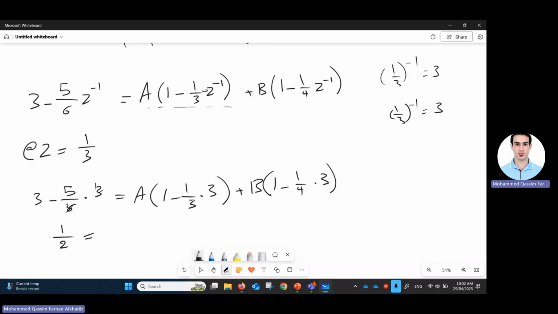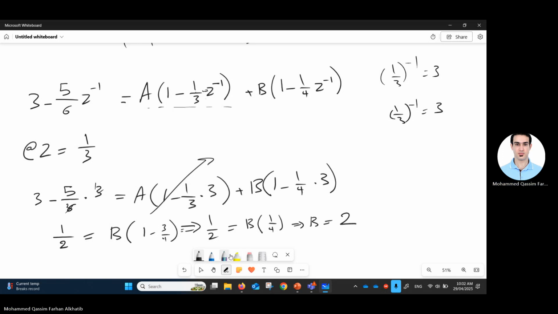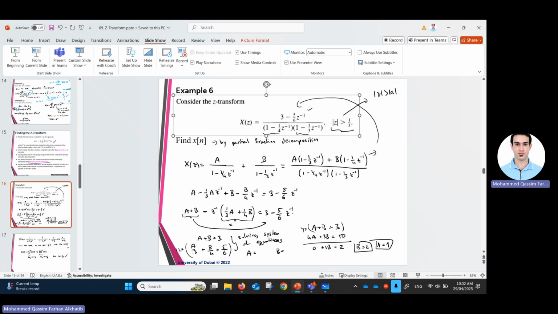Now 1 minus 1 over 3 times 3, that is a 1. 1 minus 1, 0. So this term is gone. I will have B times 1 minus 3 over 4. And that equals what? 1 over 2 equals B times 1 over 4. So here B equals 2. All right, so B was the one associated with this exponent. Let's confirm before we proceed. So B is 2. There we go. It's there. Now let's find A.